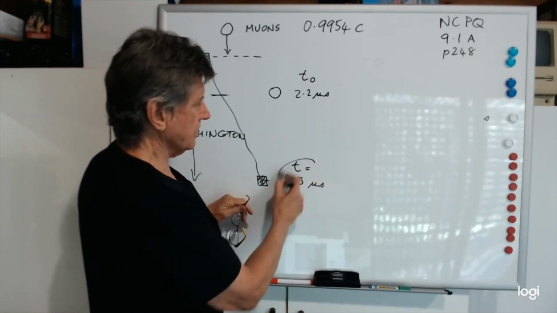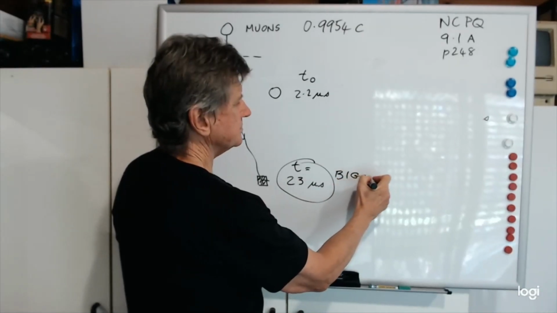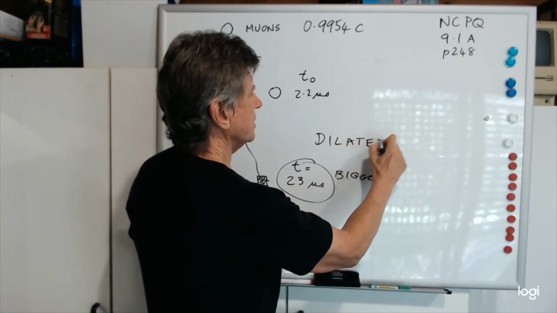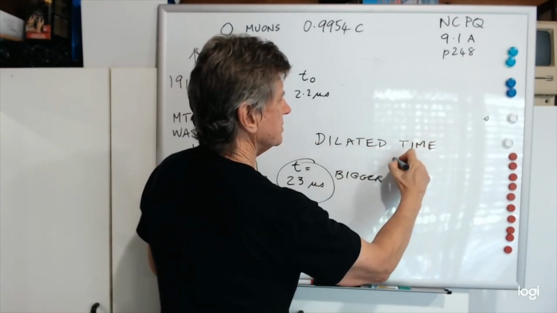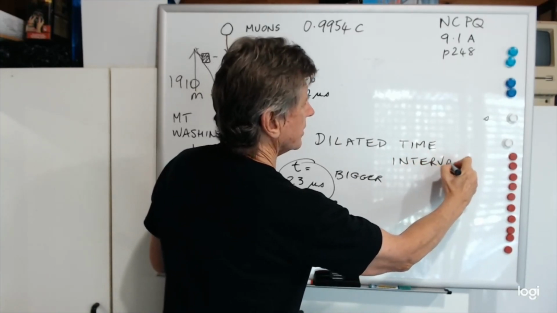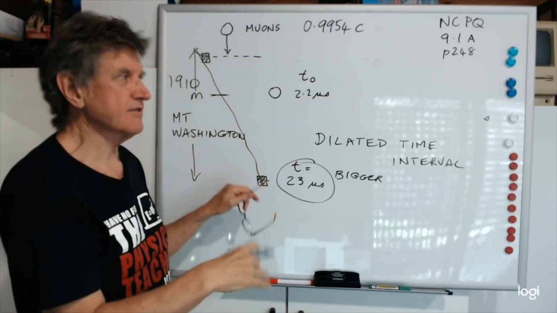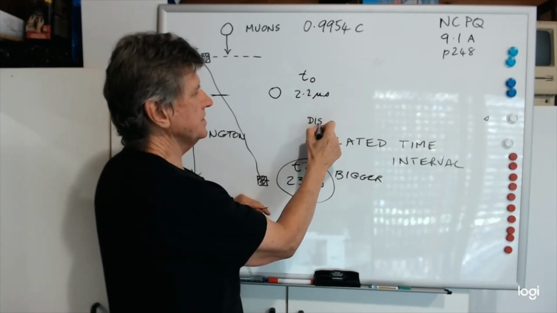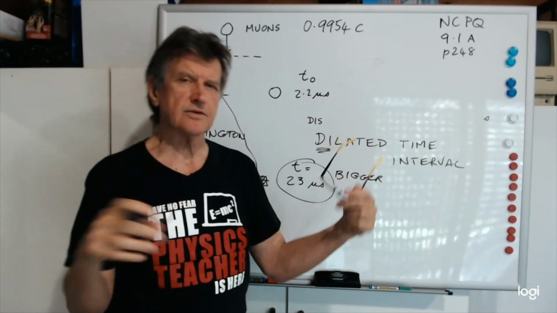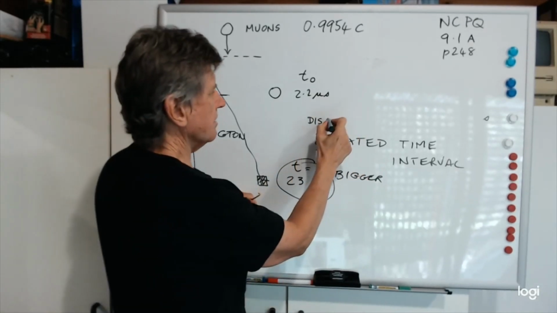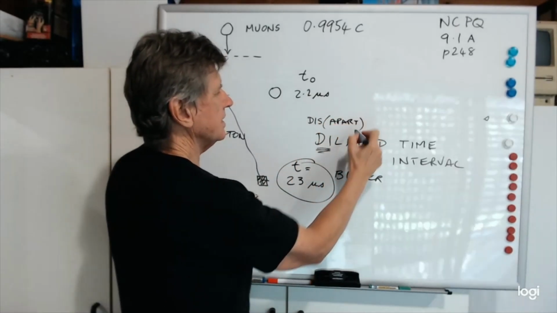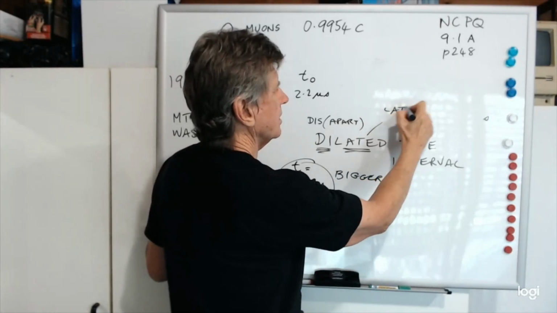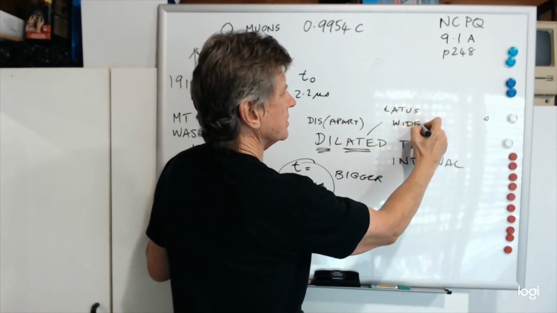Now this is a bigger time, so that's bigger. The word we use for bigger is dilated. So this is called the dilated time interval. Interval because it's from birth to death basically. The di part comes from the Latin word dis, meaning apart, such as in dissect. When you dissect something you take it apart. And this part here, latus, L-A-T-U-S, means wide or something like that.